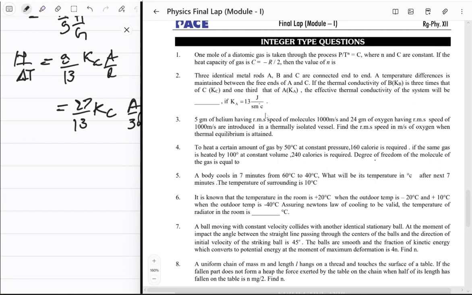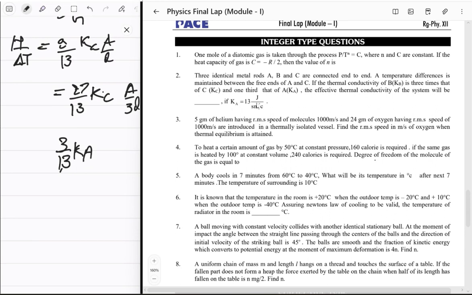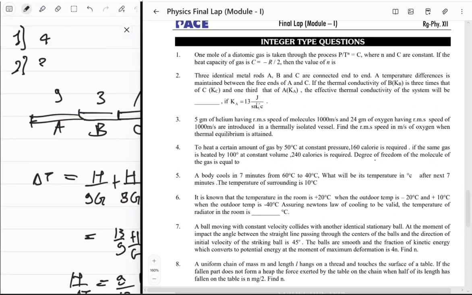That makes sense. Okay, so this thing is our total conductivity, and we are given Ka. So right, 9 Kc is just Ka, it's 3 upon 13 of Ka basically. So you want 3 upon 13 of 13, so 3 is the answer.